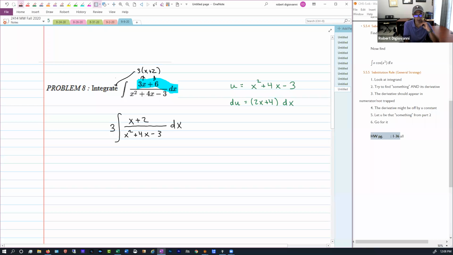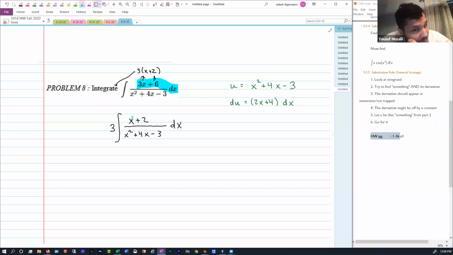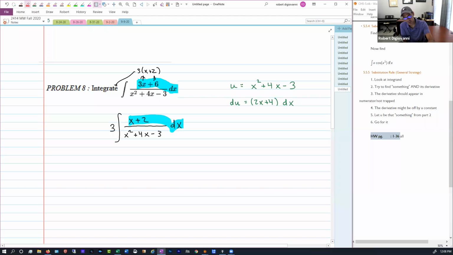Yusuf, does that help at all? Yes. Now all we have to do is just multiply du by 1/2 or scale it by 1/2. Exactly. So all we have to do is multiply a 1/2 over here, and then a 1/2 over here would give you x plus 2 dx, and that matches this. Right, now they match. So pulling that 3 kind of helps us a little bit.